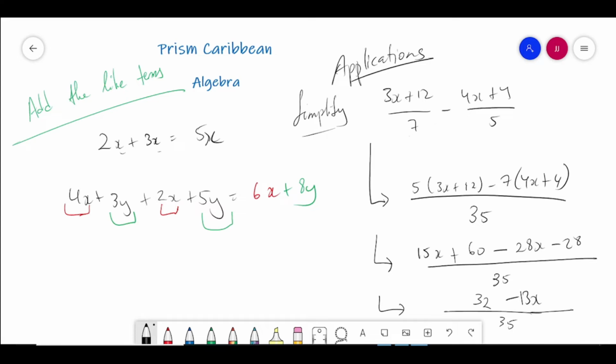Again, we have a common denominator between these two, which will be 35, right? And we simplify it from this point on by expansion and addition and subtraction, and we simplify our answer, right? And this is the basic gist of it, or the basic principle, I should say, of addition and subtraction in algebra, right?